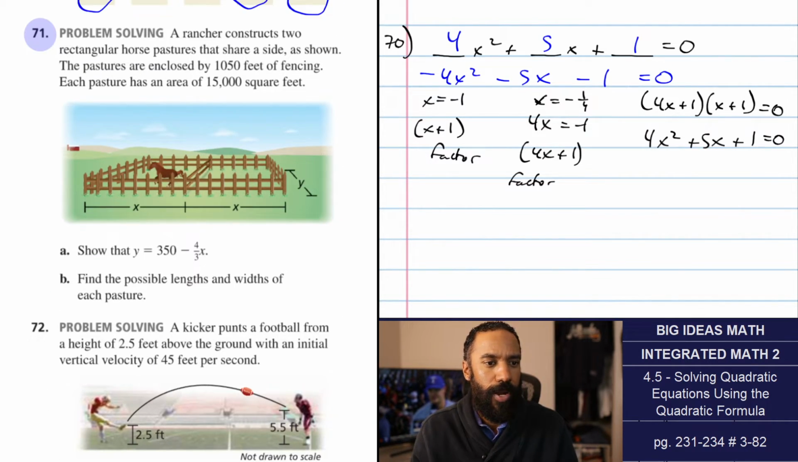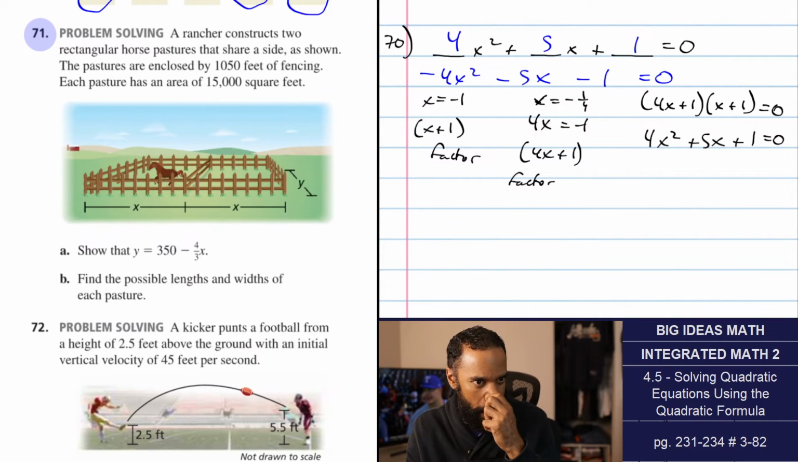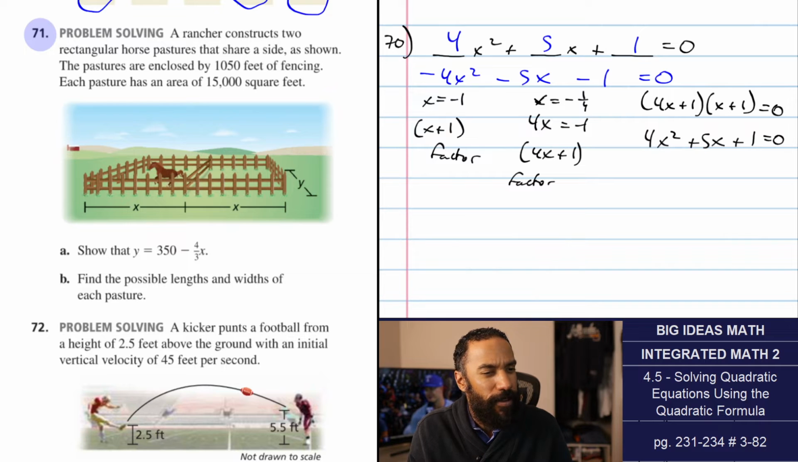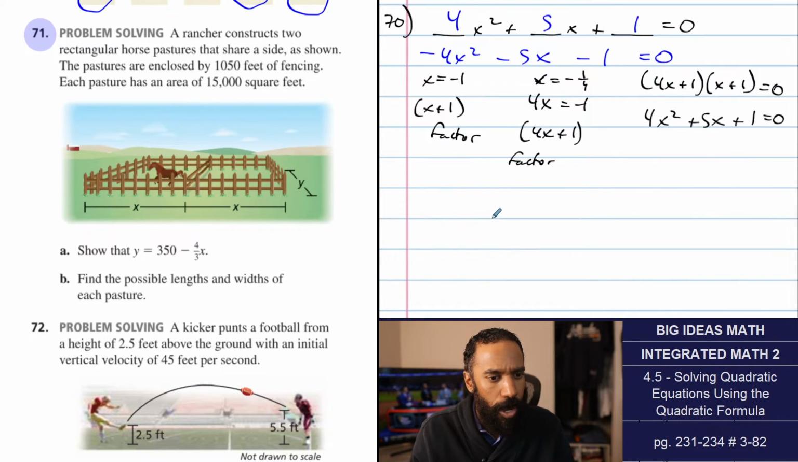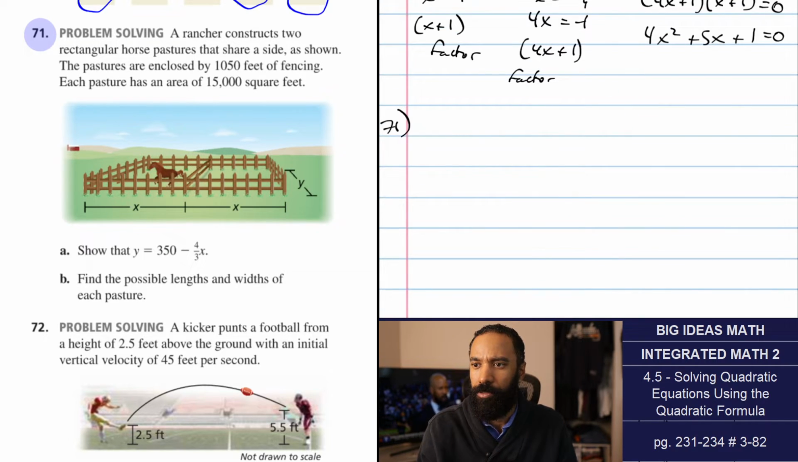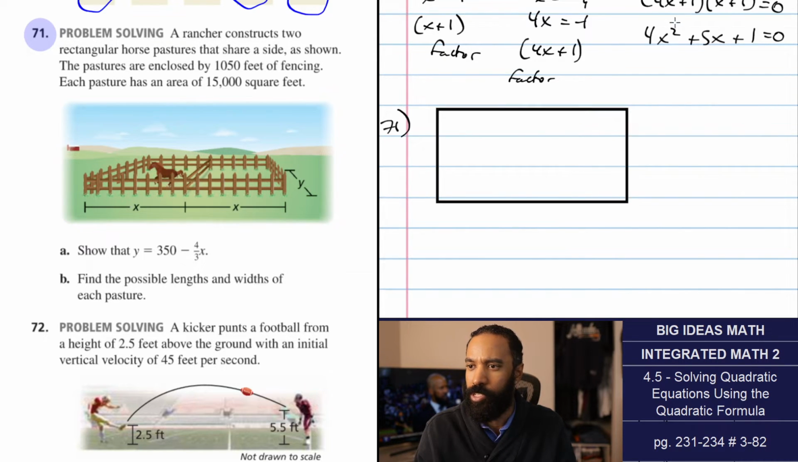Great. Number 71. A rancher constructs 2 rectangular horse pastures that share a side as shown. The pastures are enclosed by 1,050 feet of fencing. Each pasture has an area of 1,500 square feet. Is there a question? Oh. Show that y equals 350 minus 4/3 x. Let's draw this out. I want to see what I'm looking at, because I don't know what they mean when they say show that this equals this.